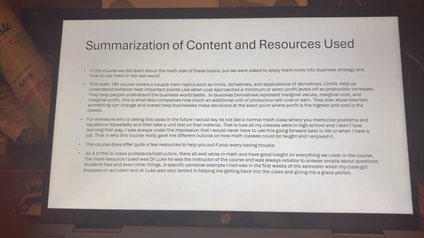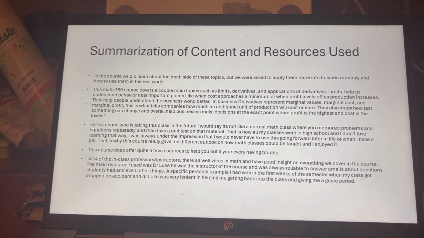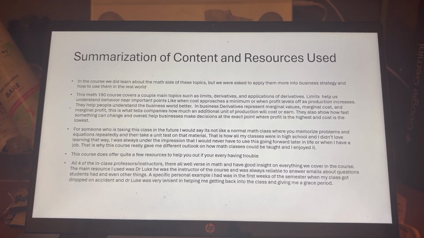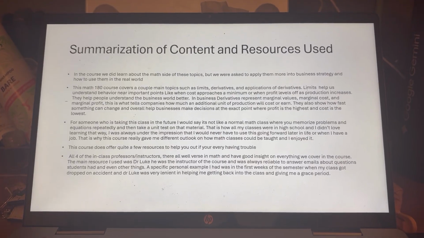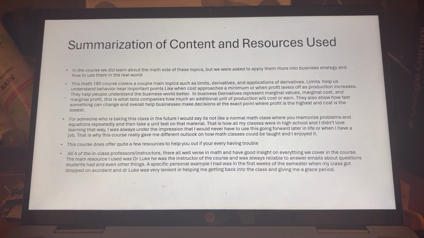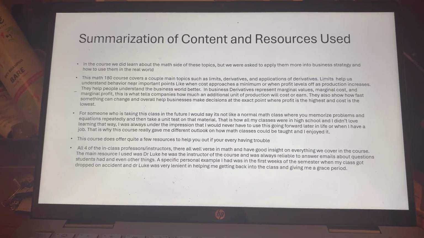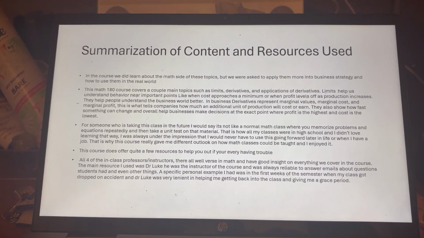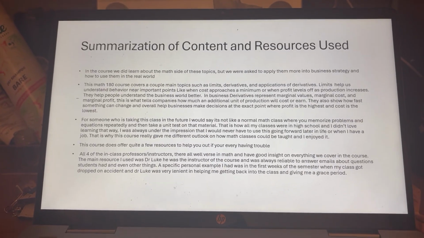And as far as the resources I used, this course offers quite a few resources that can help you when you're having trouble, because it is a pretty hard class. Learning how to apply things when someone's never done that is tricky. But there are four in-class professors and instructors, and they're all very well versed in math and have good insight on everything we cover in this course.